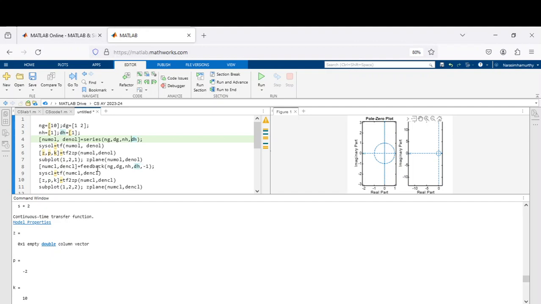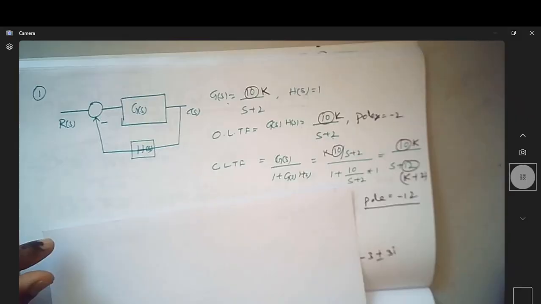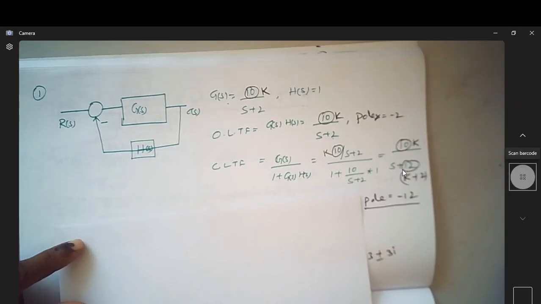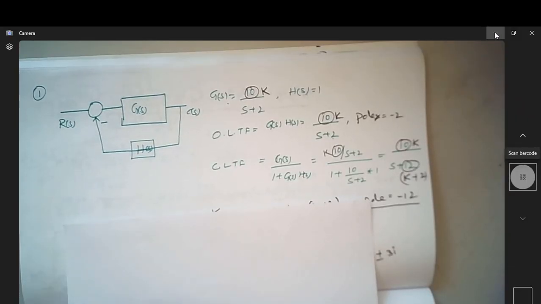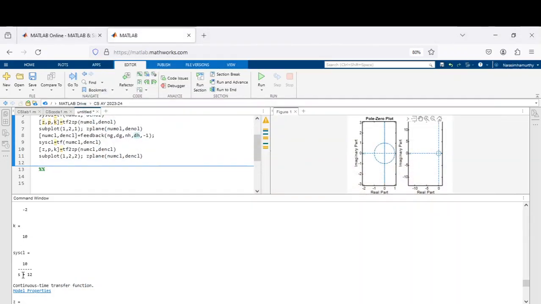And we are doing a negative feedback as minus 1. Whatever numerator and denominator we get will be numerator closed loop and denominator closed loop. We are writing the transfer function of the same numerator and denominator using the function TF. You can see here, this is the system CL, which is 10 by s plus 12, which we saw over here. So this is what we saw in the closed loop transfer function.